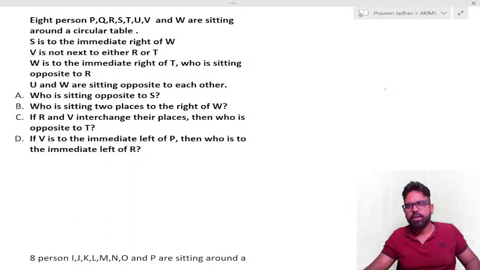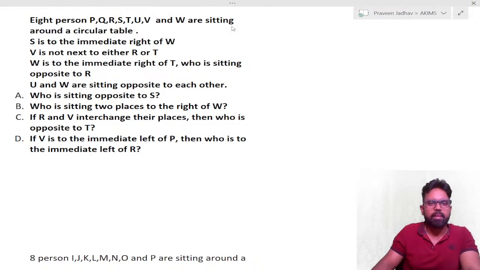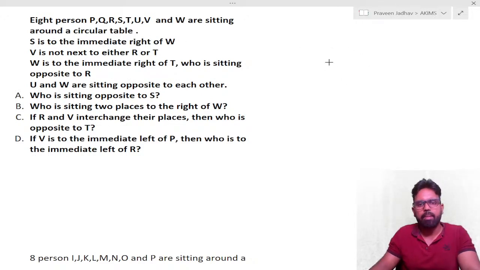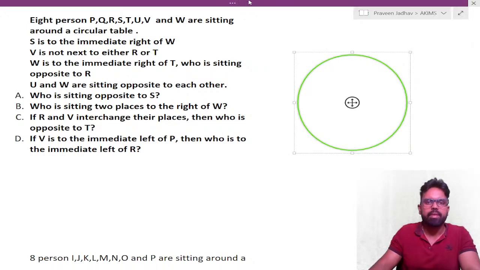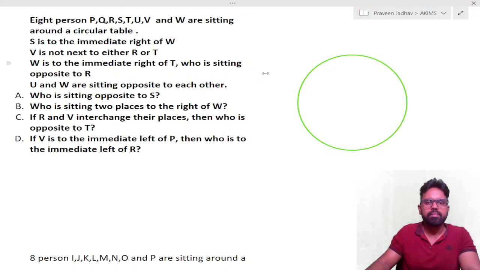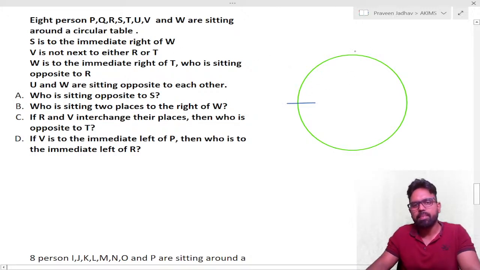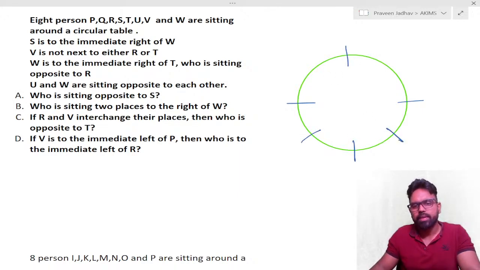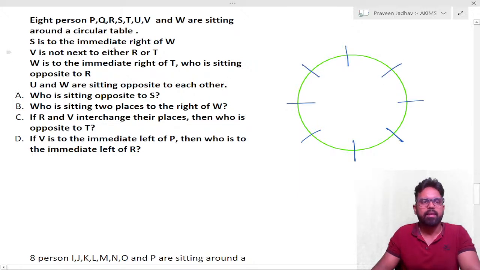Have a look at this question here. What do we have here? This is a question on a circular table. Can you see this circular table here, everyone? On this circular table, eight people are sitting, meaning I have to create how many spaces? 1, 2, 3, 4, 5, 6, 7, 8. Okay.